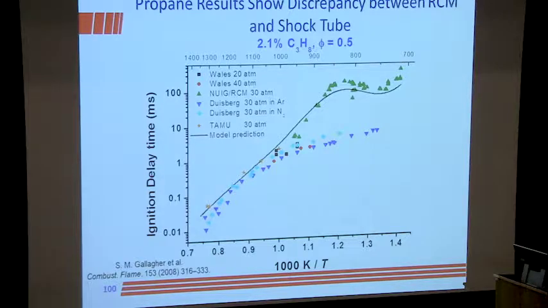Here's something though. I published in 2008. Here are ignition delay times that we measured in a rapid compression machine for propane. And here were data that existed in the literature up to that point for propane measured in a shock tube. At 900 Kelvin, there's 2 orders of magnitude difference in measured ignition delay time. Not so good. And this was the model prediction that I published in this paper.